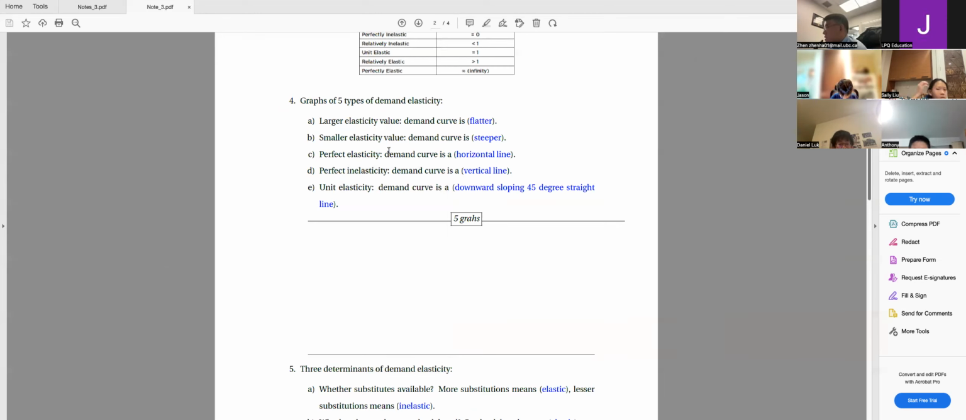Next step, try to understand that the elasticity coefficient has a relationship with the slope of a demand curve. In most cases the demand curve is negatively sloping, but different kinds of demand curves have different slopes, right? Your demand curve can be flatter, can be steeper. So here we need to draw 5 different demand curves, to show you what the relationship is.